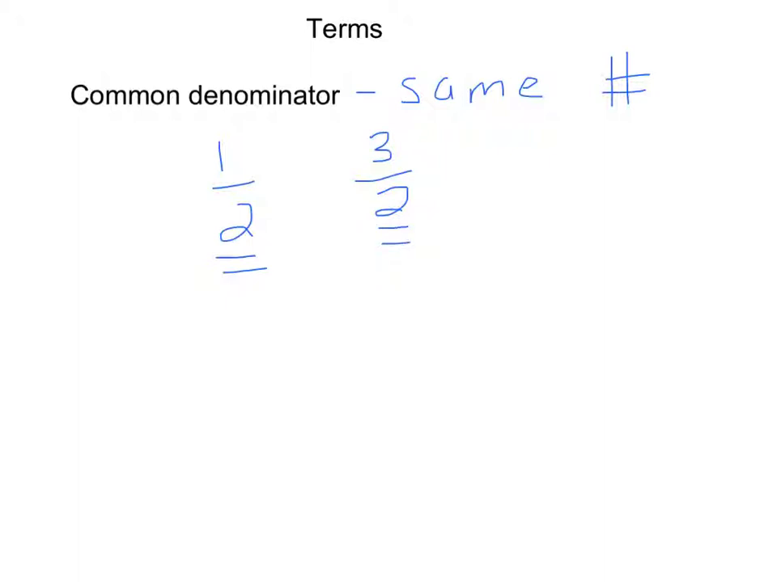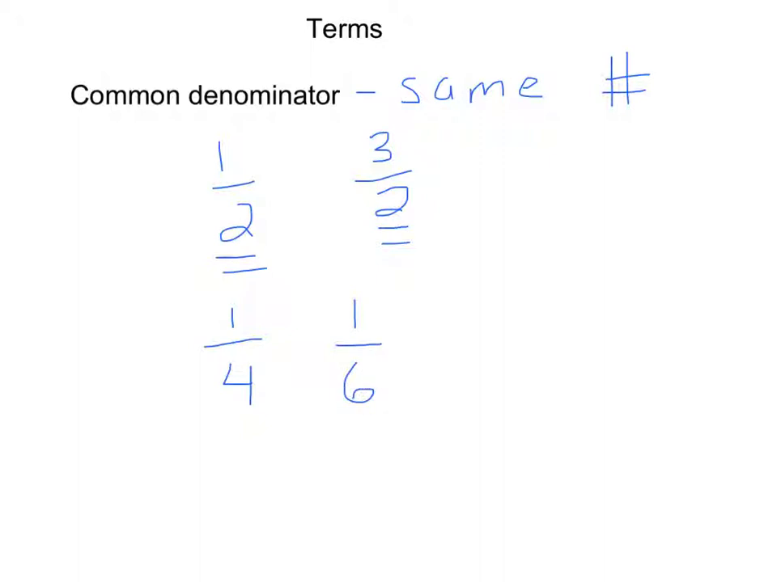A common denominator just means that we want our denominator, which is the bottom number, to be the same number. For example, if we have 1/2 and 3/2, since 2 is a denominator for both fractions, we have a common denominator. If we are given two fractions like 1/4 and 1/6, they do not have the common denominator.